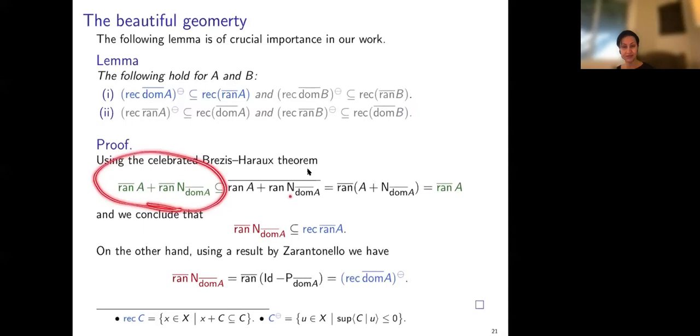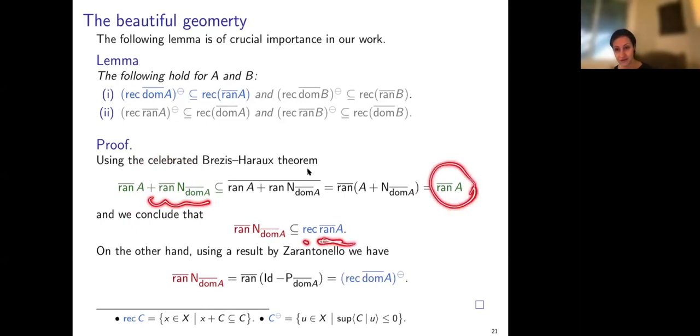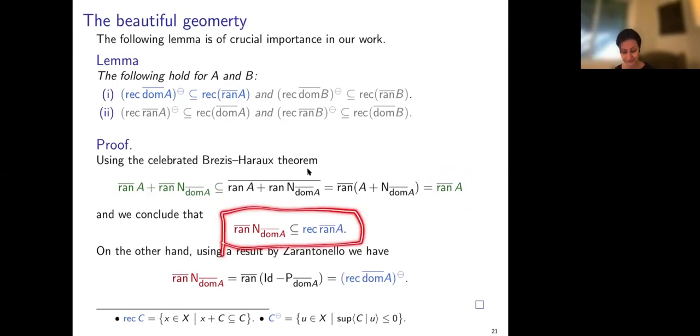I'll start by looking at this green set here. And this is always a subset of this. And now the beautiful Brezis rule kicks in. And it gets us that this is the same as the closure of the range of A plus the normal cone of the closure of the domain of A. But this operator is just A. And now if you follow the green inclusion, you learn that the range of A is actually, so you learn that this set is actually a subset of the recession cone of the closure of the range of A. So we get this first inclusion.